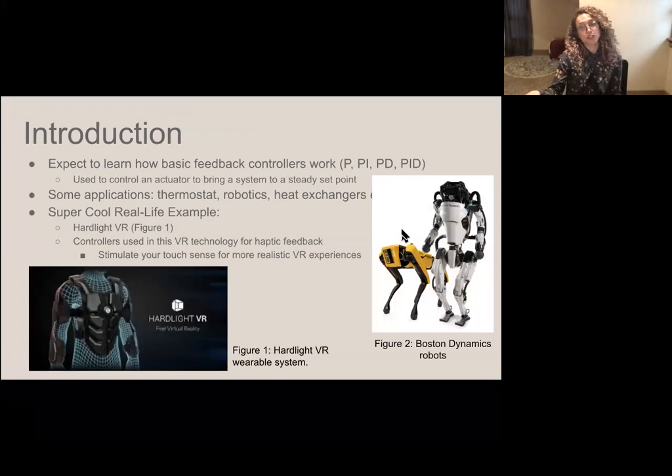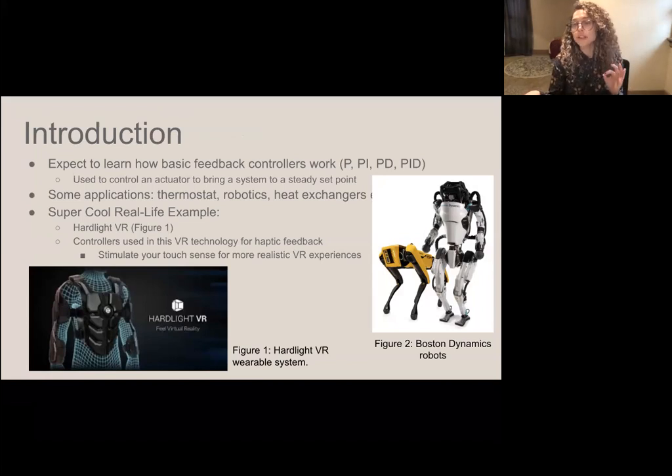So our introduction. During this presentation, you can expect to learn how basic feedback controllers work, more specifically P, PI, PD, and PID controllers. Essentially, they're used to control an actuator to bring the system to a steady state point. Some applications that these controllers are used for are things like thermostats, heat exchangers, robotics.